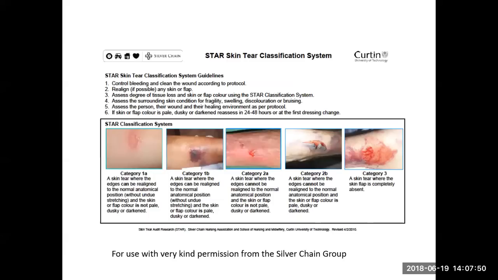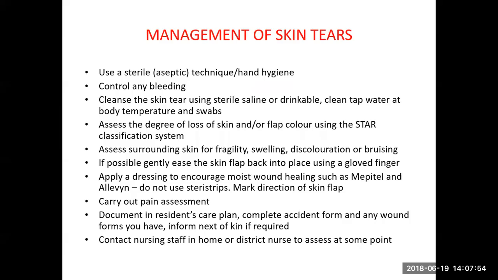Okay, that'd be brilliant. So if somebody does get a skin tear, how do we manage that? That's the most important thing. Well, the first thing is to make sure your hands are clean and use a sterile or aseptic technique. So you'll be putting gloves on before you're doing anything else. Control any bleeding, because it could be bleeding quite a lot. Cleanse the skin using sterile saline or drinkable clean tap water. It doesn't have to be sterile saline. At body temperature, because temperature is very important, and some swabs.